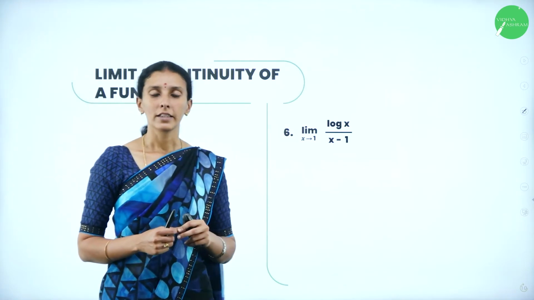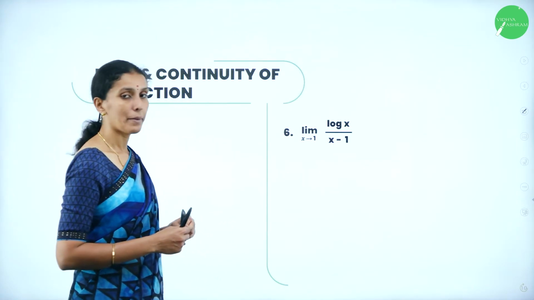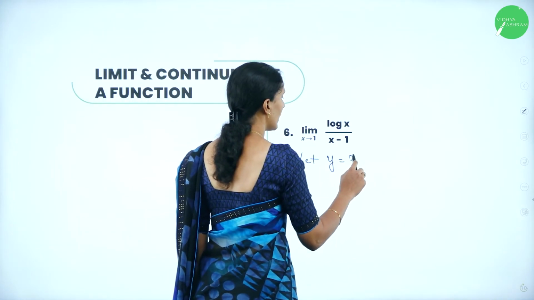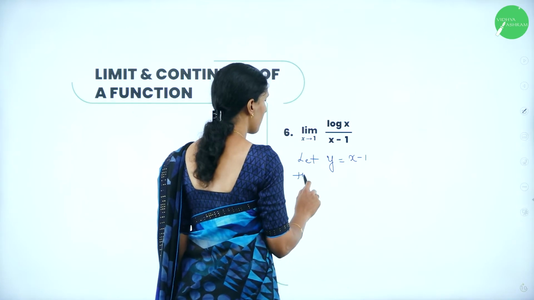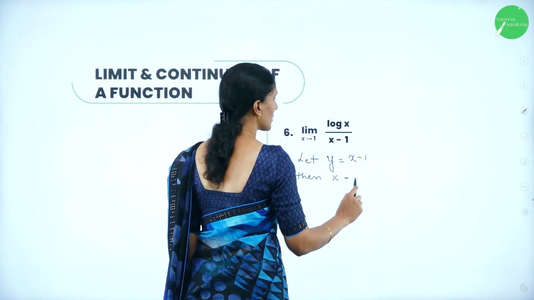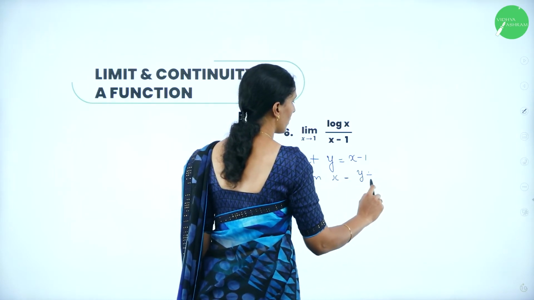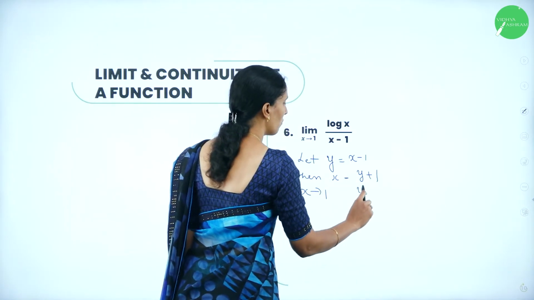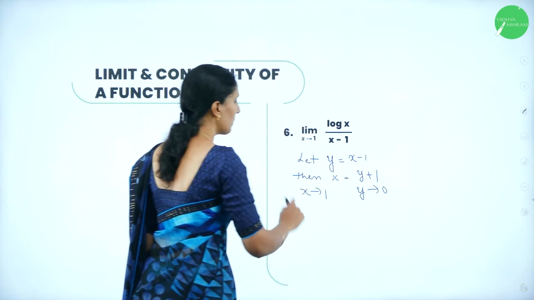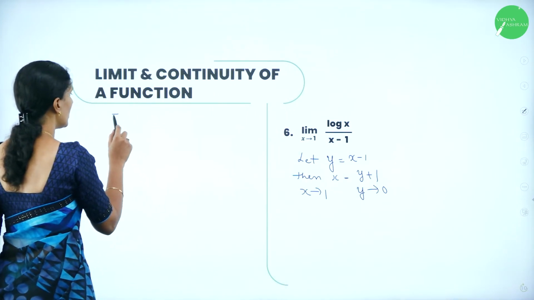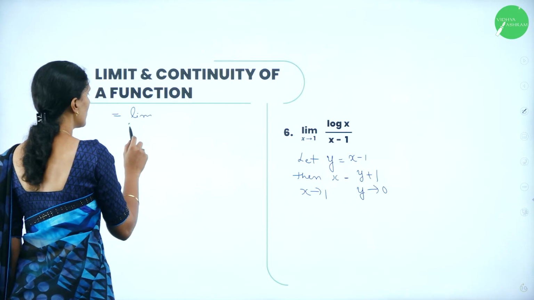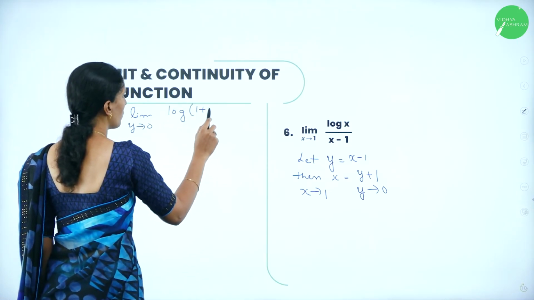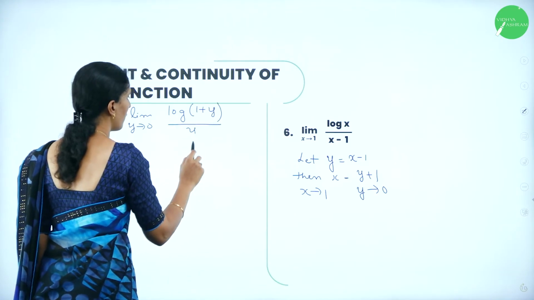Next, we have the function log x divided by x minus 1. So let y is equal to x minus 1. Then what is x? X will become y plus 1. Now as x tends to 1, here what happens for y? Y tends to 0. Replace the complete limit here. The limit becomes limit as y tends to 0 log of 1 plus y divided by y.